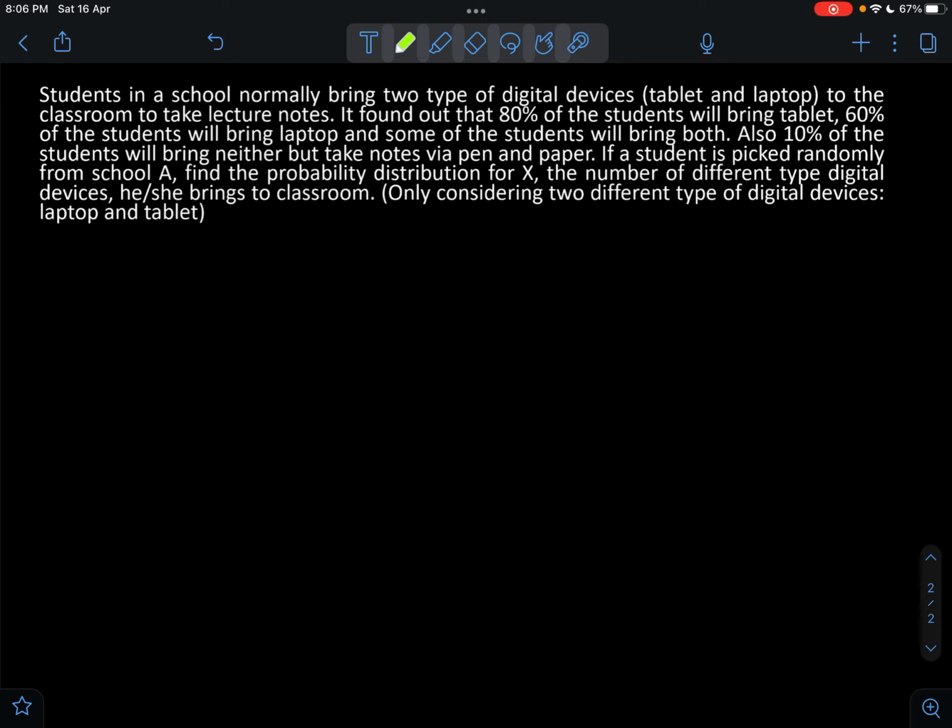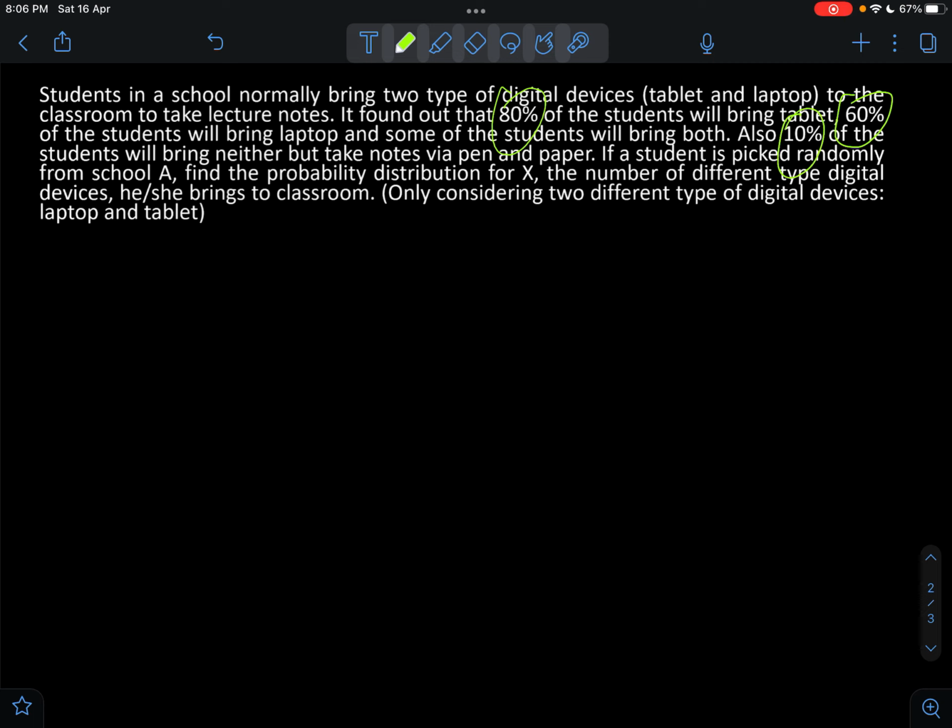Okay, now let's look at this particular problem. The problem is talking about students in a particular school. Normally, we'll bring two different types of digital devices to the classrooms to take notes. The two digital devices are tablet and laptop. And we found out that 80% of the students will bring in a tablet, and 60% of the students will bring in a laptop, and some of them will bring in both. Also, 10% of the students will bring neither of them.